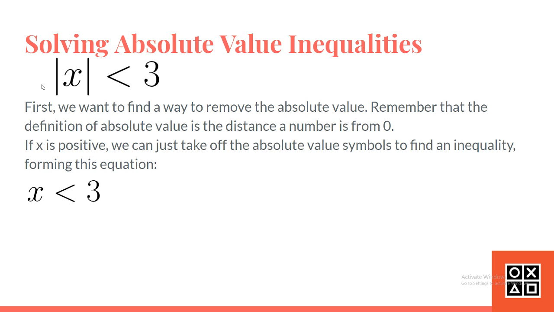So we're given an example: the absolute value of x is less than 3. First, we want to find a way to remove the absolute value. Remember that the definition of absolute value is the distance a number is from 0. If x is positive, we can just take off the absolute value symbols, forming this inequality: x is less than 3. We just took the vertical lines off.